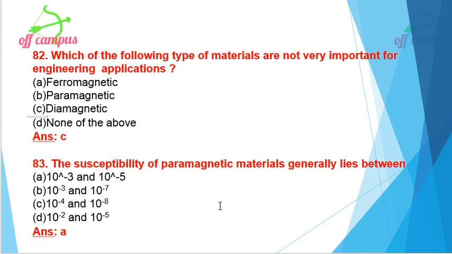Which of the following types of materials are not very important for engineering applications? Ferromagnetic, paramagnetic, diamagnetic, or none of them. Which one? Option C, diamagnetic.